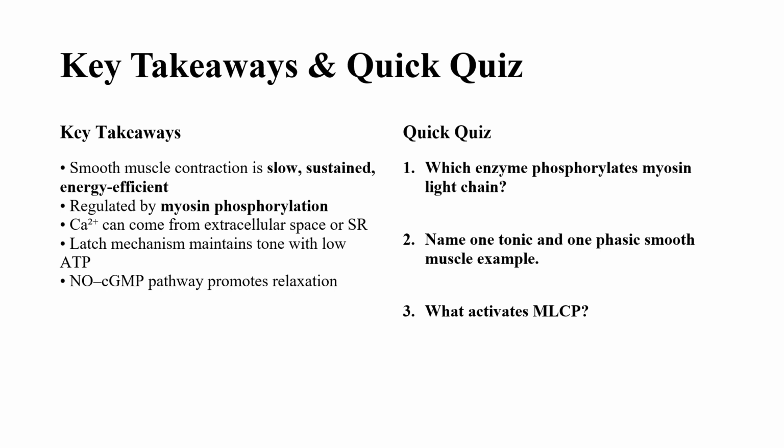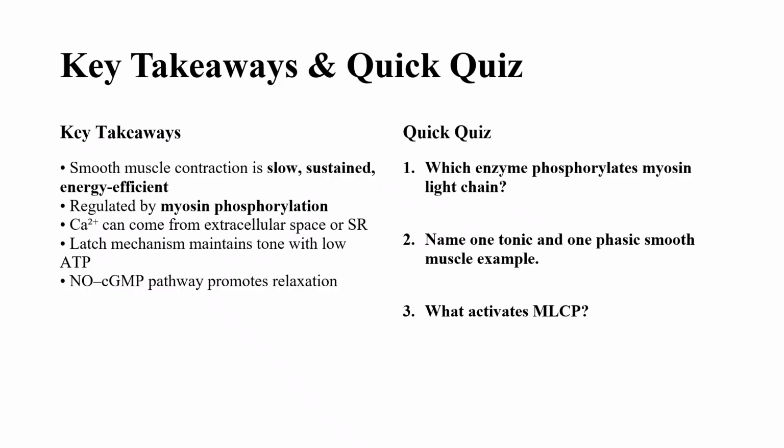And balancing all of this is the nitric oxide cGMP pathway, which promotes relaxation by enhancing MLCP activity. It's the system's built-in brake, allowing tone to be released gently. To close, a quick self-check. What enzyme phosphorylates myosin light chain?